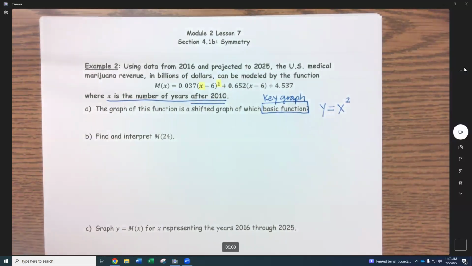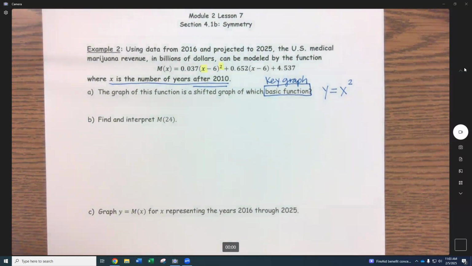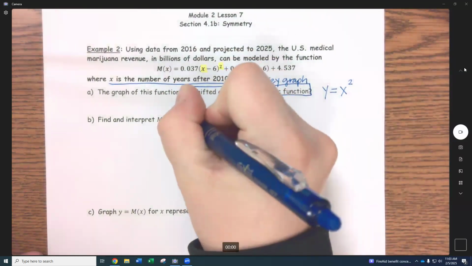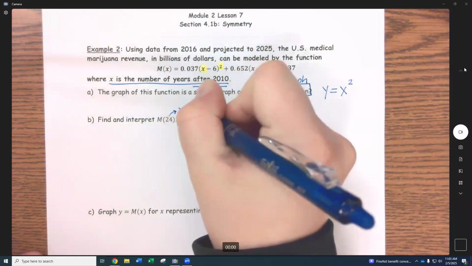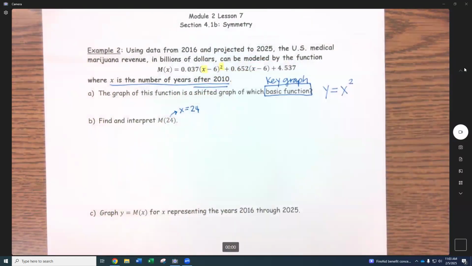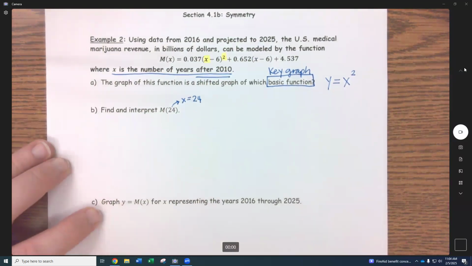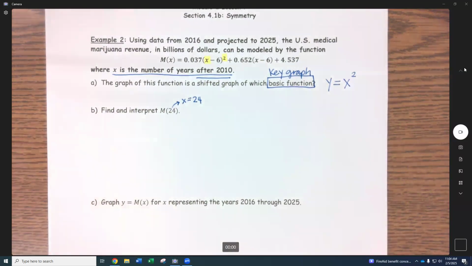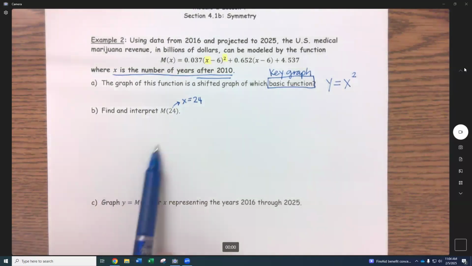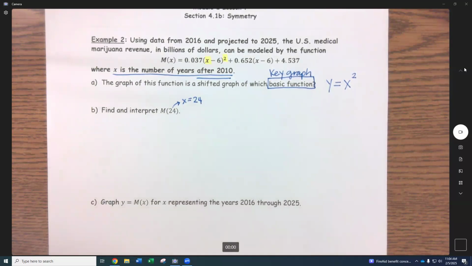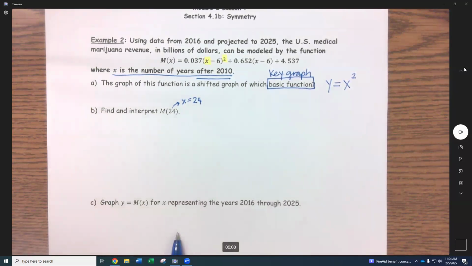Okay. So part B wants us to find and interpret M of 24. So that just simply means that x equals 24. And if I skip down to part C, it wants me to graph this with x representing the years of 2016 through 2025. Sorry, guys. Okay. If I need to graph this anyways, I might as well use the graph to help me on part B. So I'm actually going to pull up Desmos and we're going to graph this.